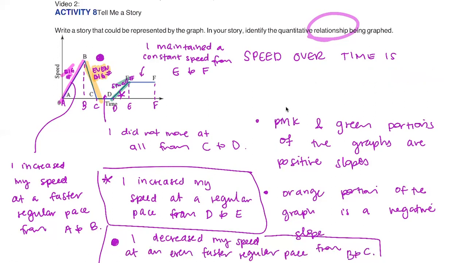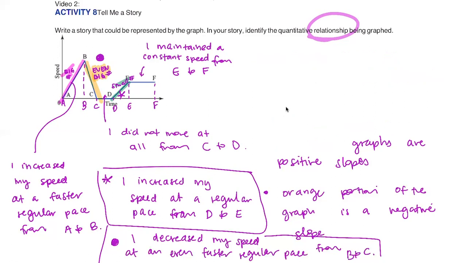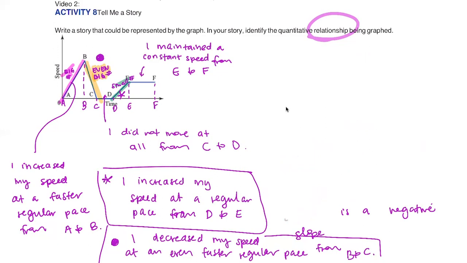Okay, let me erase some stuff so we can try to reorganize our thoughts here. We know it's a speed time graph. We don't need that anymore. We've already talked about pink and green being positive slopes. We took care of that information. And we know the orange graph is going to be a negative slope. And we already took care of that by saying decreasing. Now I'm going to use a different color here. I'm going to use black to write our story in order.